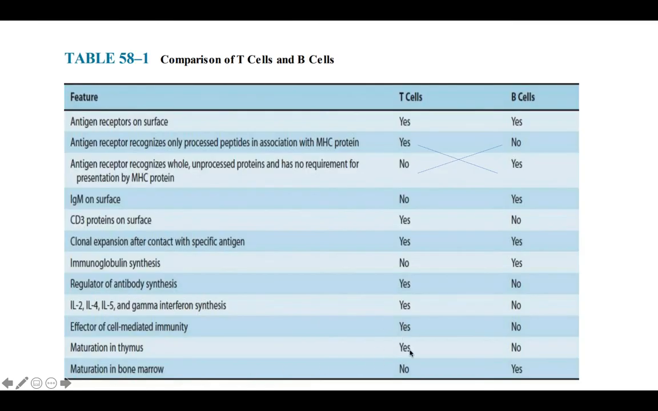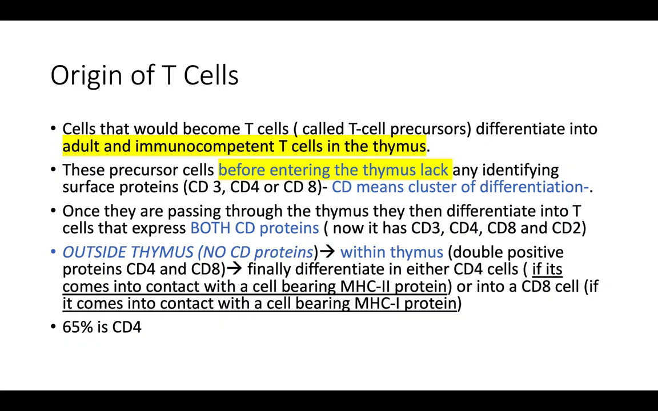Maturation in the thymus، نعم، the T cells, not the B cells. And maturation in the bone marrow for the B cells. So this is a good comparison between the T cells and the B cells. هلا خلينا نحكي عن origin of T cells، cells that would become T cells، ونسميهم T cell precursors.